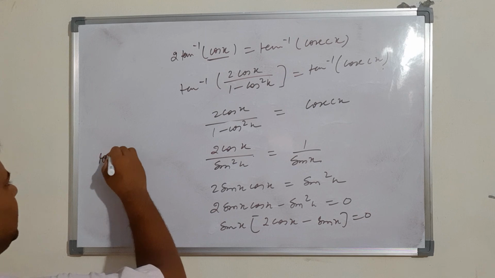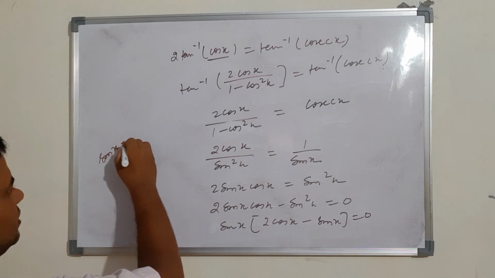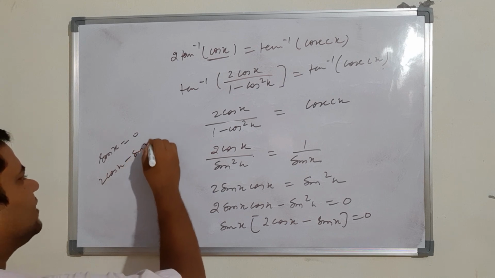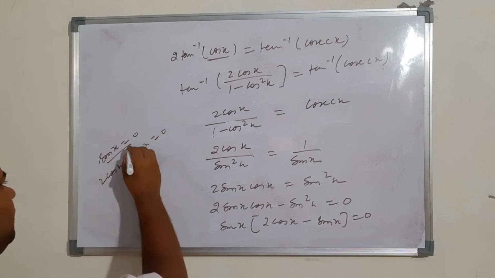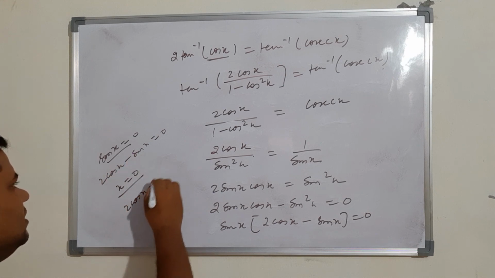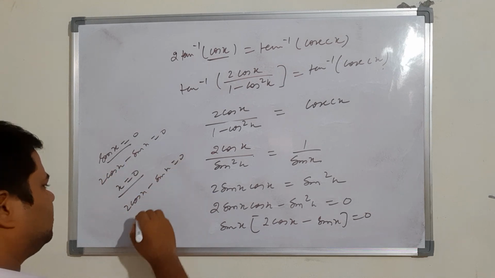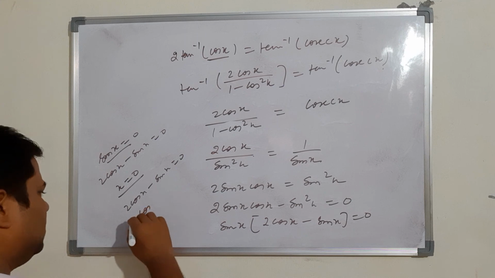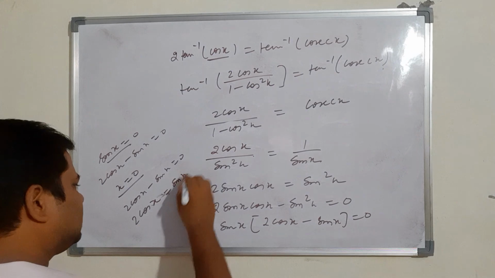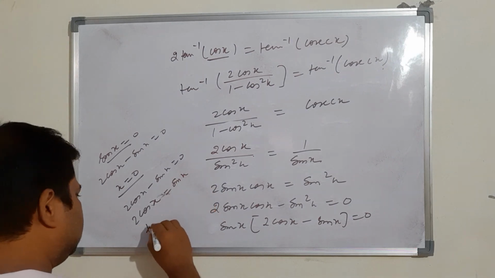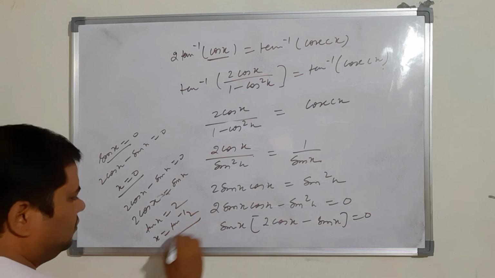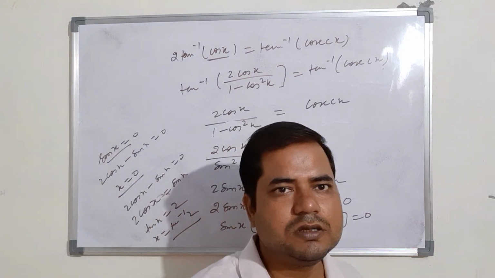So either sin x is equal to 0 or 2 cos x minus sin x is equal to 0. So from the first one x should be 0, and from this 2 cos x minus sin x is equal to 0, 2 cos x is equal to sin x. So tan x is equal to 2. So x is equal to tan inverse of 2. So any one of these is the solution.